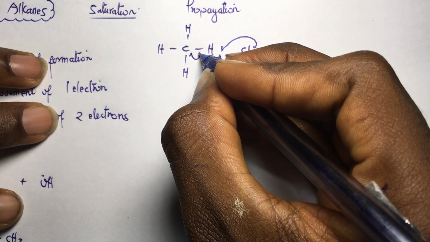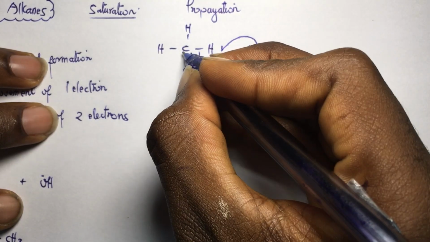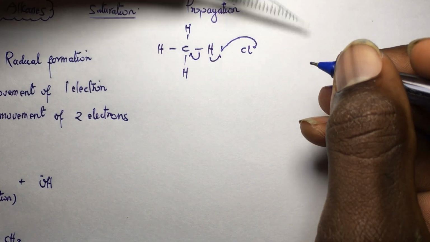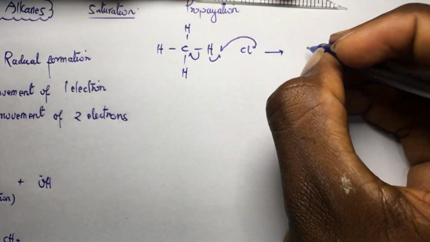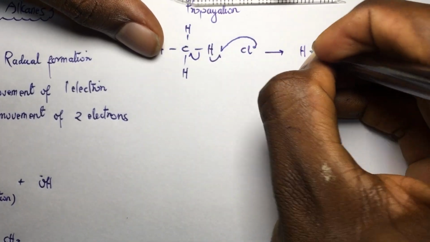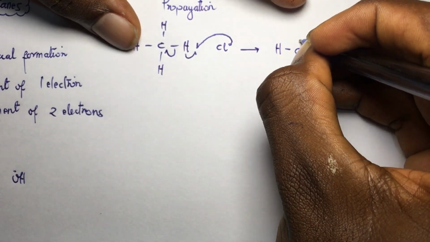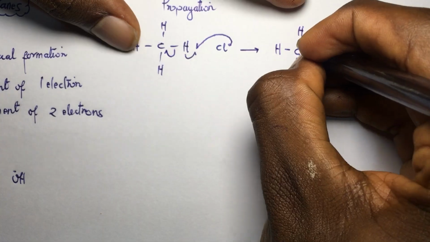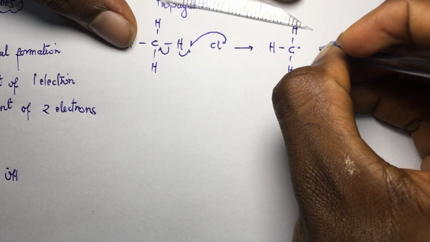Then the remaining 1 electron from this bonding electrons will then fall onto carbon. So now you are going to generate a new radical from the methane side. So you are going to form H, C, H, and I will form a dot here, right? This is the radical that I'm talking about, plus your HCl.